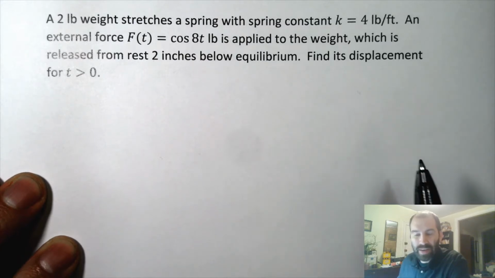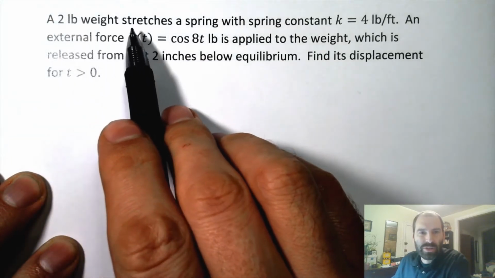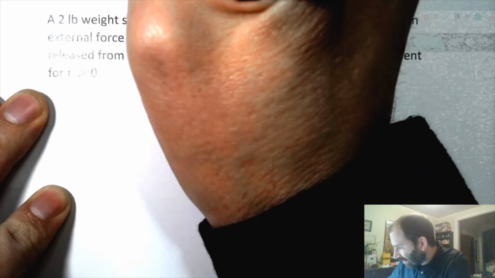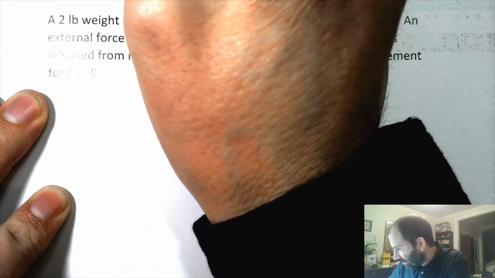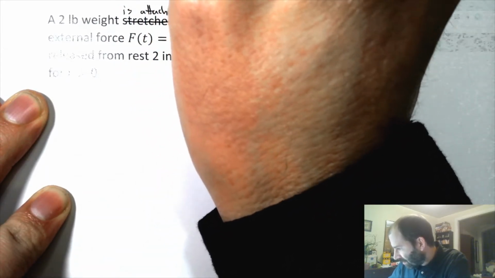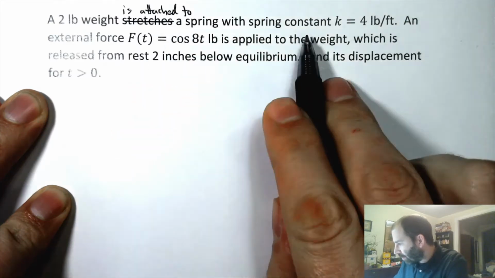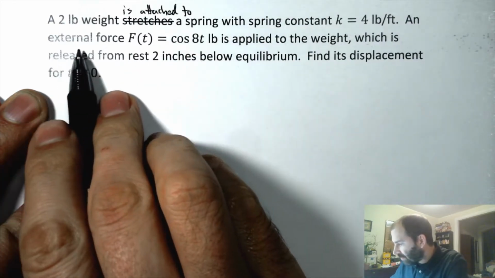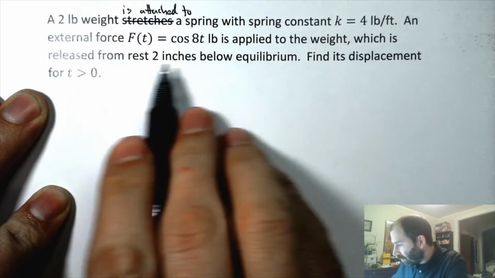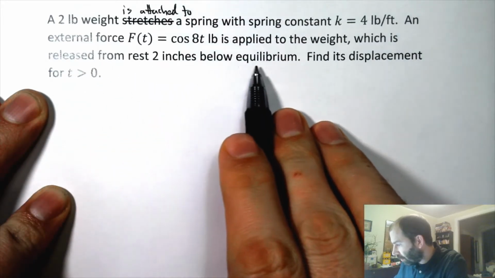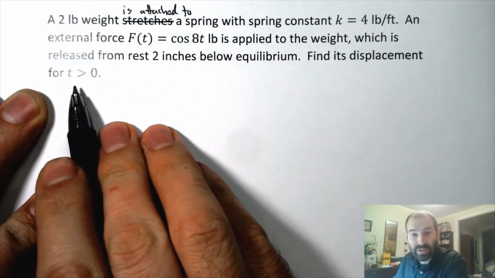Okay, so here's our example. It says a 2-pound weight is attached to a spring with spring constant, blah, blah, blah. An external force is applied to the weight, which is released from rest 2 inches below equilibrium. Find its displacement for all t.